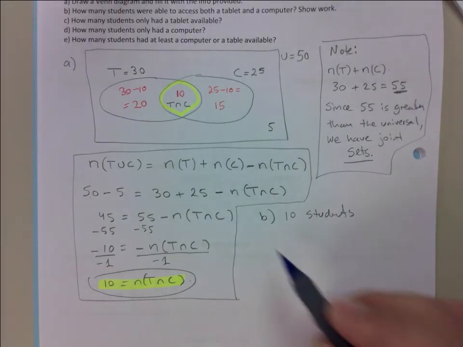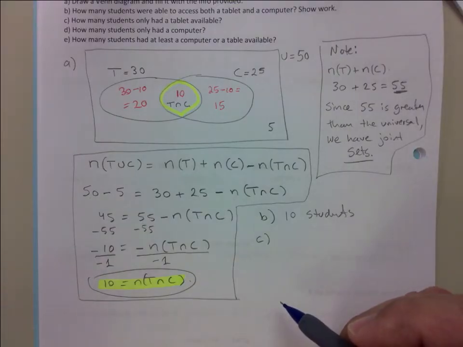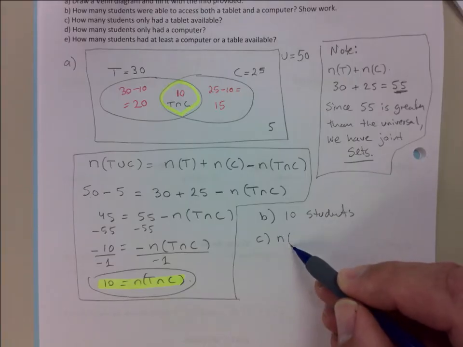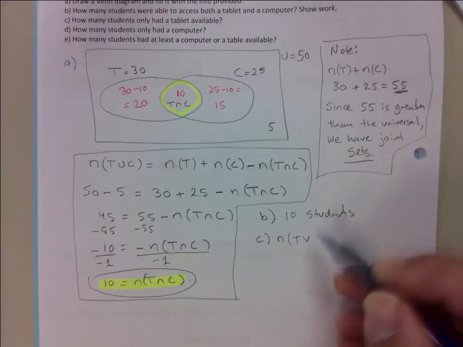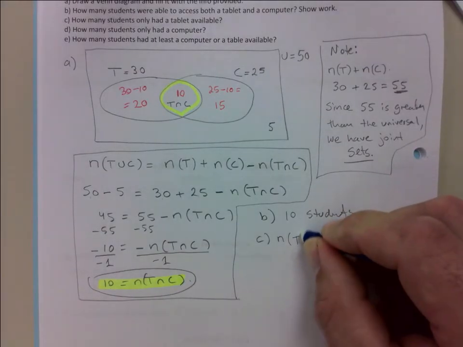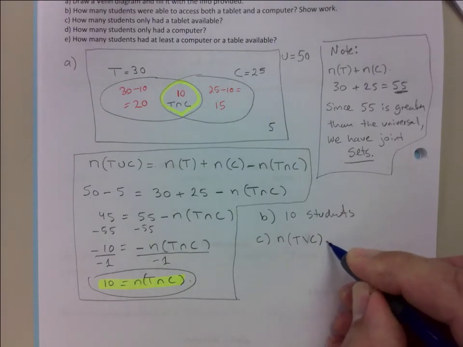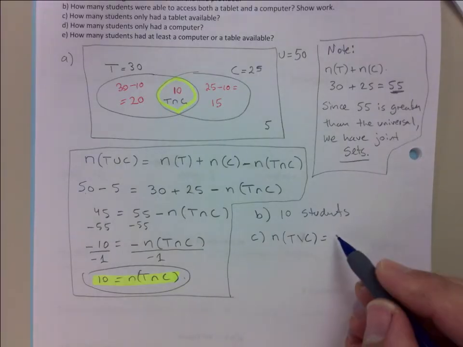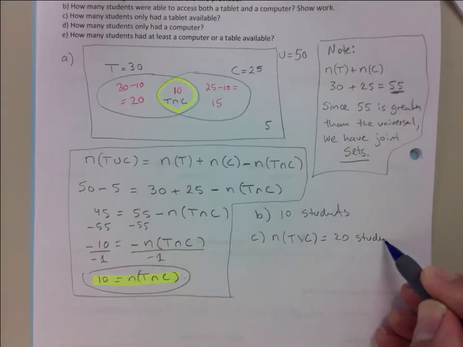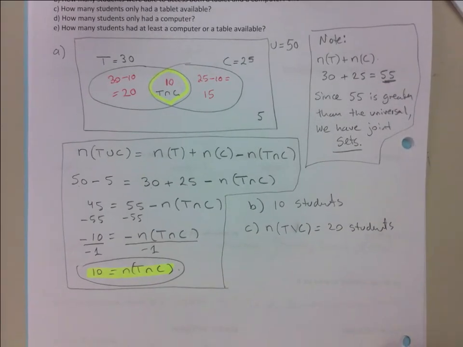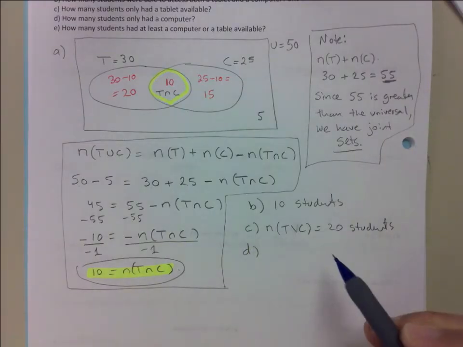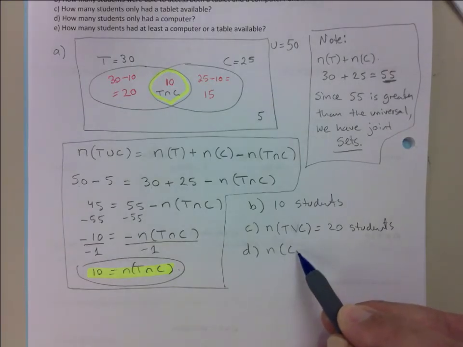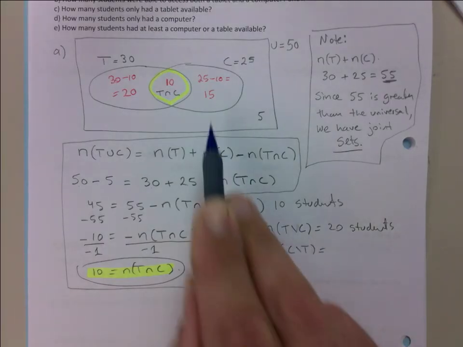that's fine. C, how many students only had a tablet available? Please use notation to review this. Tablet, but not a computer. What would that be? 20? All right. 20 students. You got to add units here because there's a context. D, how many students only had a computer? So basically computer, but not a tablet. We are looking at the 15 there.